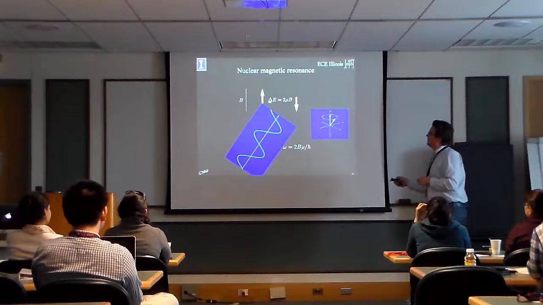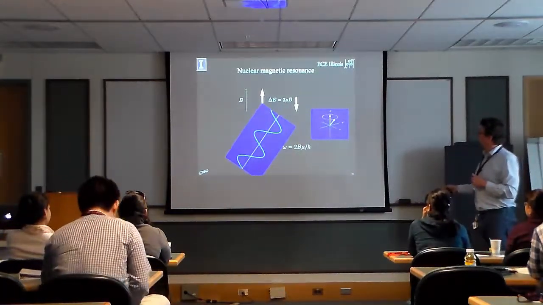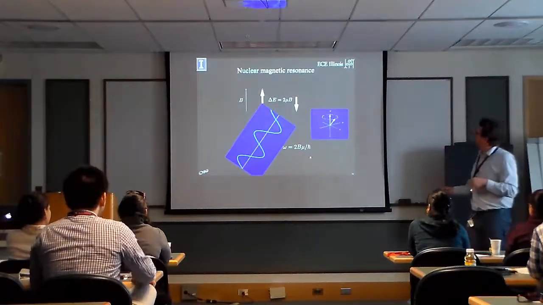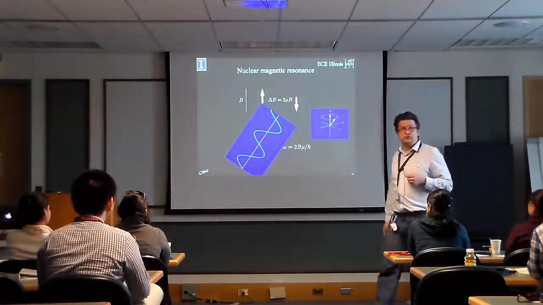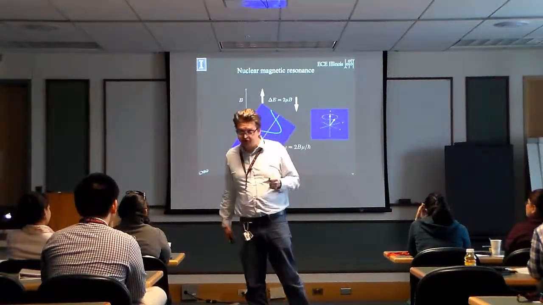In either event, with a splitting energy of 2 mu B, the resonant frequency could be 2 mu B over h-bar. As Kent said in the previous talk, when all else fails and you know it's quantum mechanical, start throwing h-bars at it.